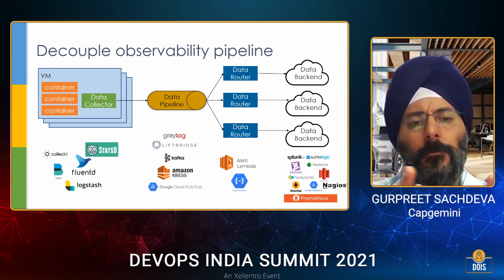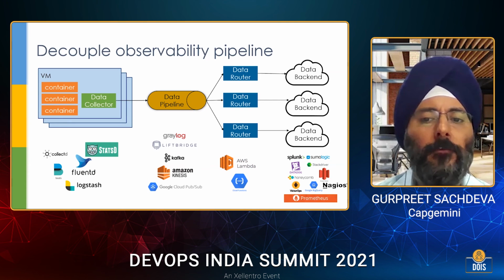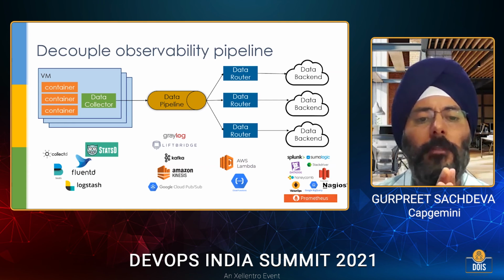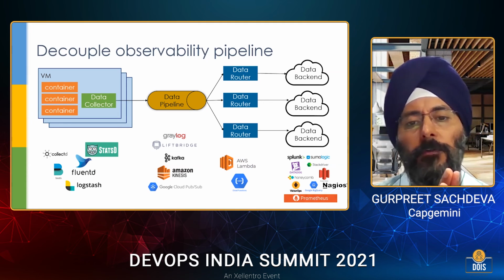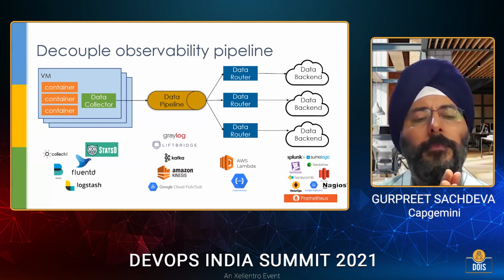There are various options of tools for both data collectors and pipeline. One good candidate for a data pipeline is Kafka Streams. Similarly, you can have Kinesis Streams in an AWS cloud environment. Other public cloud environments also have their own mechanisms for data pipelines.